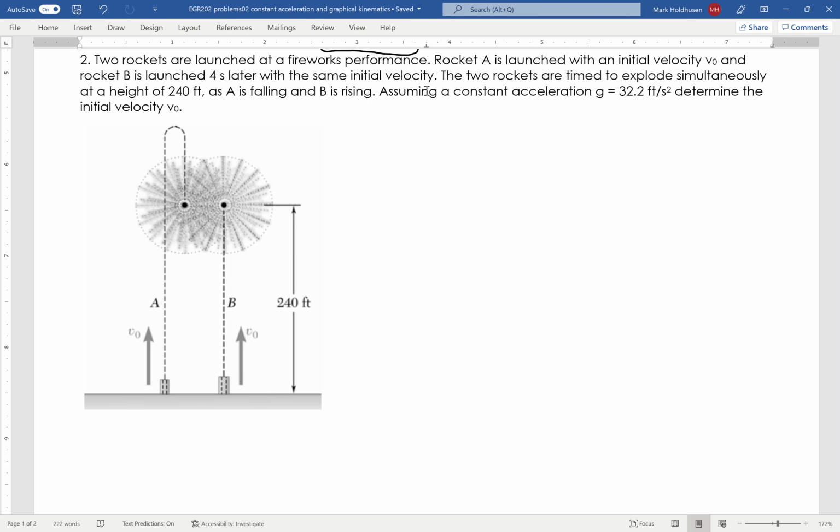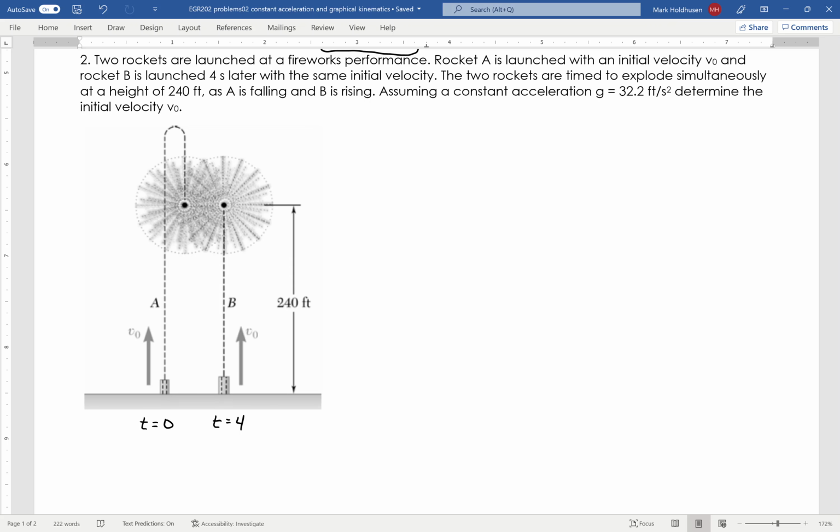So again, what I'm doing here is I'm going to call this T equals 0, and then this is T equals 4 when that one launches. Okay. And what I have here is a position, I've got time, and I want to find the initial velocity. I don't really care about the final velocity at all. I just want the time and the position to sync up.